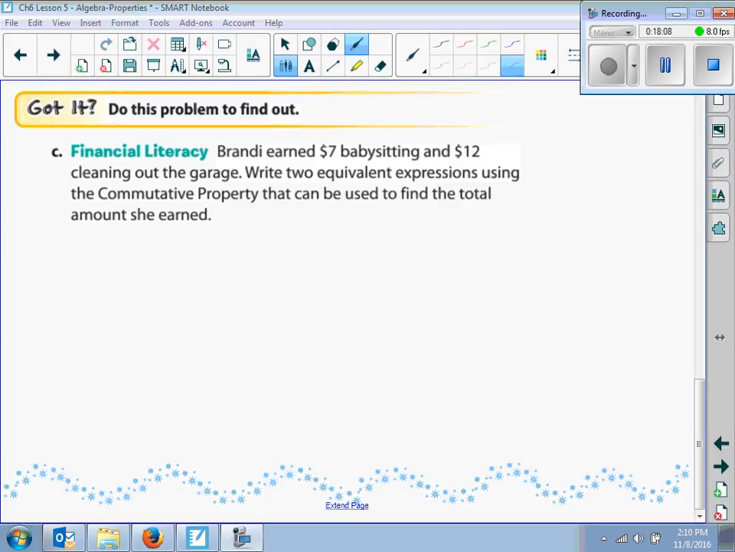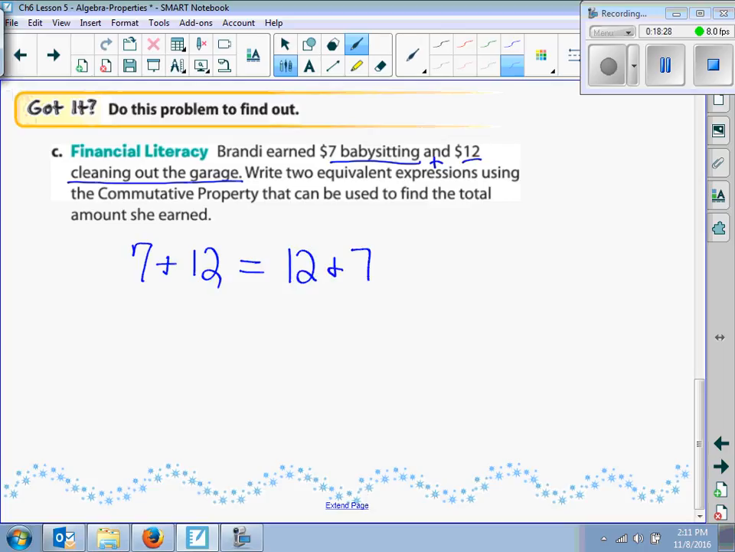So what are we adding? For babysitting and for cleaning the garage. Very good. So the 2 expressions are 7 plus 12 and 12 plus 7. Is everybody clear? And of course, we can check to see their equivalency. This is going to be 19 is equal to 19. Got it? All right.